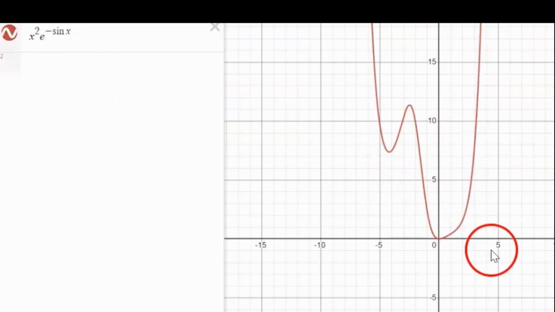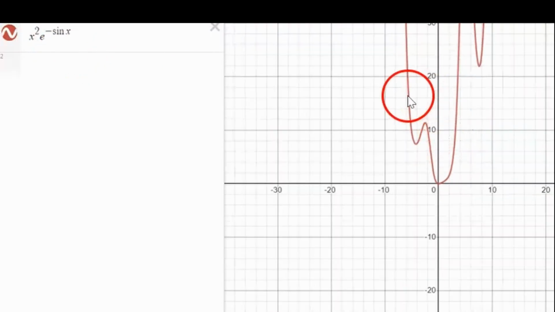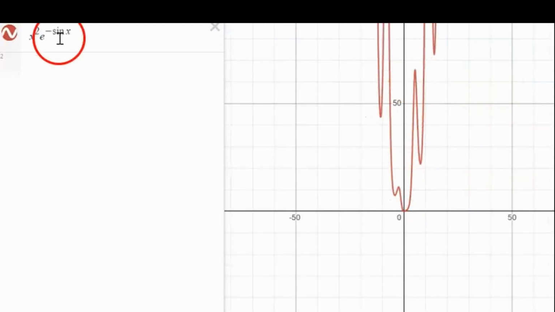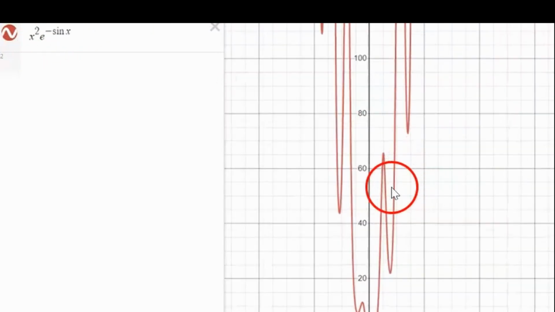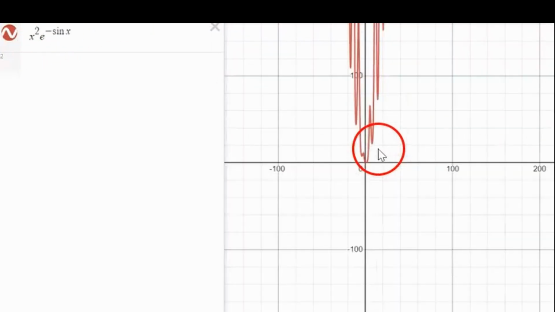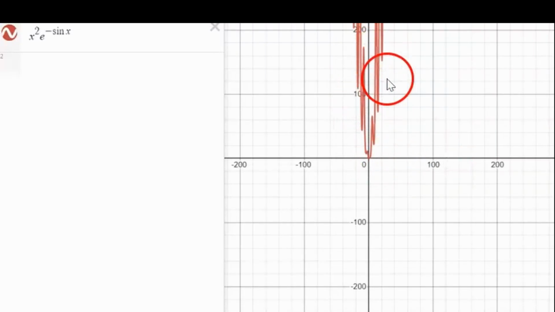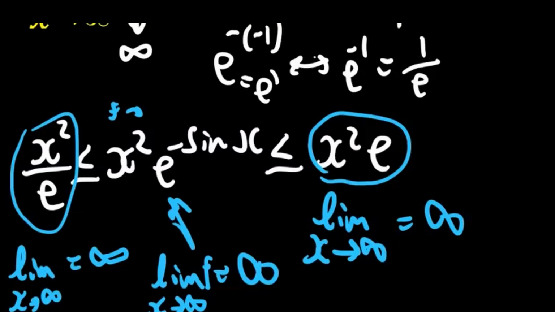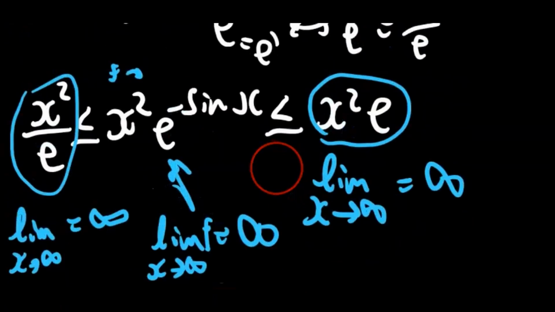And this is kind of cool, isn't it? This is our x squared. X squared looks like a parabola, but because there's this e to the negative sine x in here, it still has a wave-like behavior. See, there's some waves going on. It's a parabola with waves because of this here. And as we go to infinity, I think this is pretty obvious. X is going to infinity very, very rapidly as well. So there we have it. It goes to infinity.